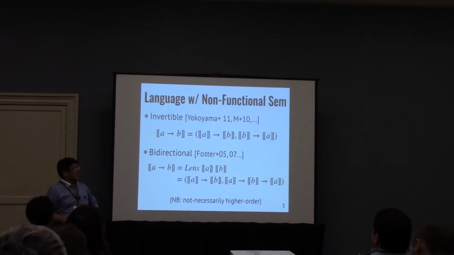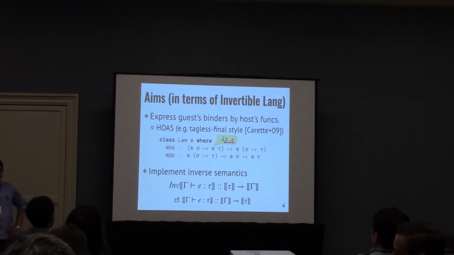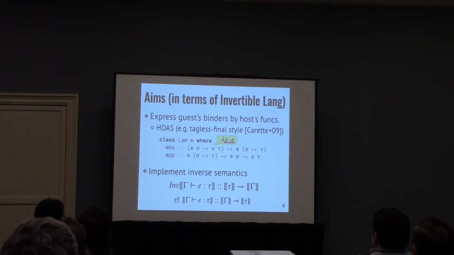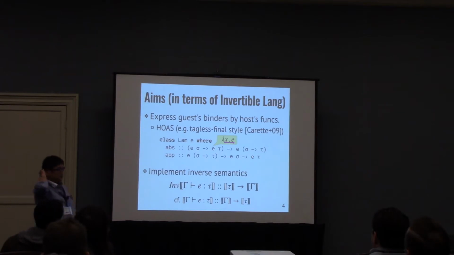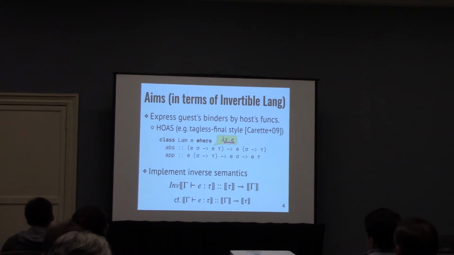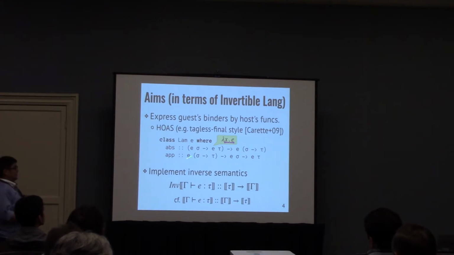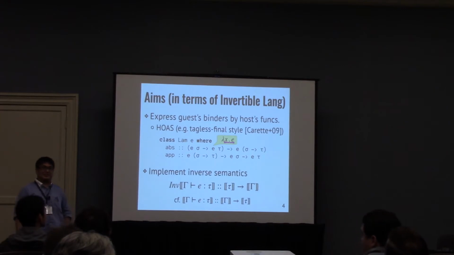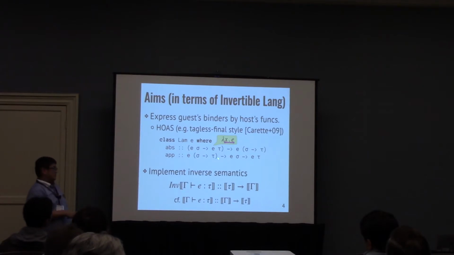So what do we expect by using embedding? Since the programming language we want to embed has binders, we want to express such binders in a nice way. That is, we want to use host functions to express binders. That is, we want to use higher-order abstract syntax. For example, this is the tagless-final style representation of the simply typed lambda calculus. Here, binders in a lambda abstraction are represented by a Haskell function like this.